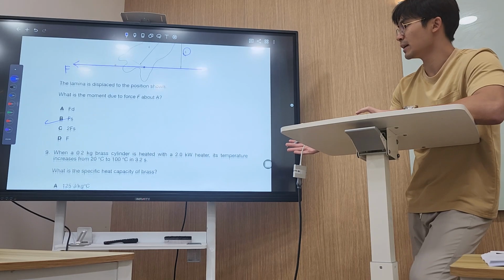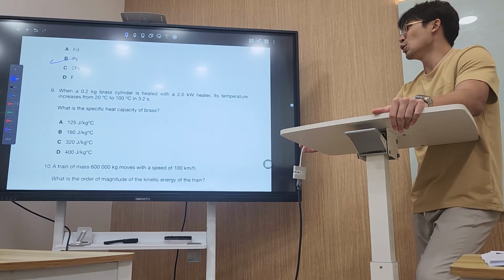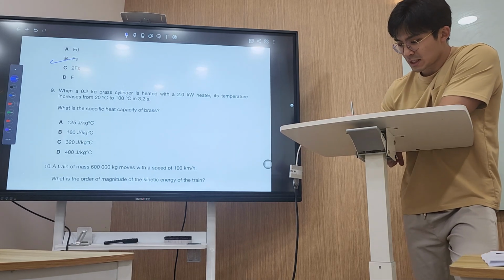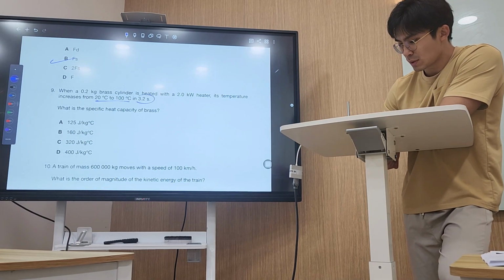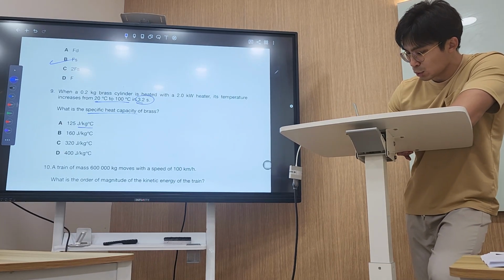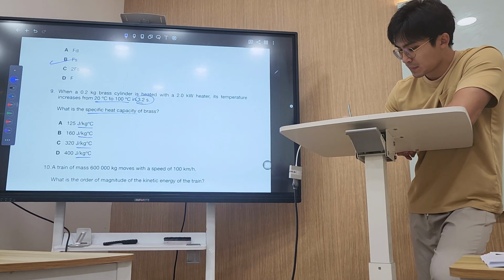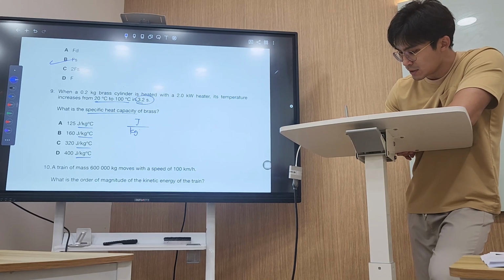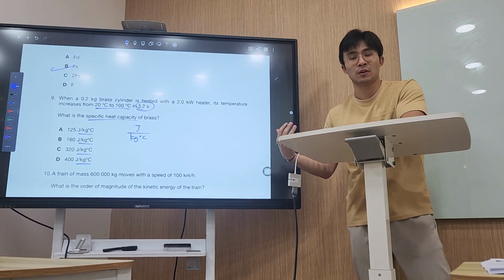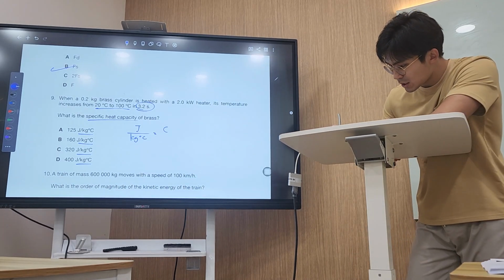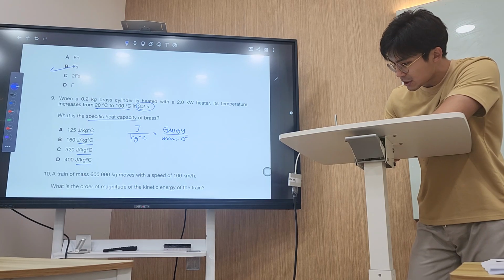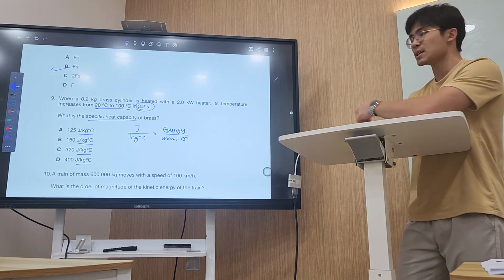Now, when a 0.2 kg brass cylinder is heated with a 2 kilowatt heater, its temperature increases from this much to this much in 3.2 seconds. What is the specific heat capacity? Take a look at all your units, guys. Joule per kg degree Celsius. Even if you forgot the formula, here is how we can derive it. It is energy per mass per change in temperature. Can you guys see that? Kg degree Celsius.